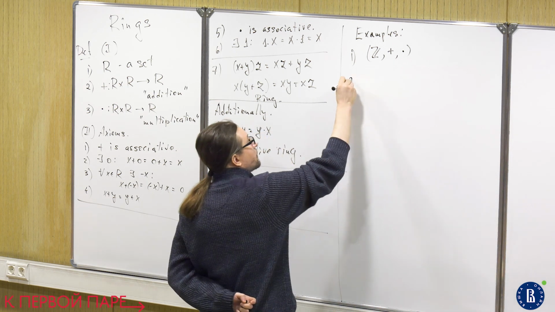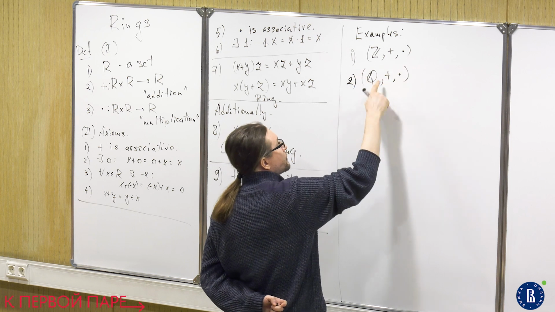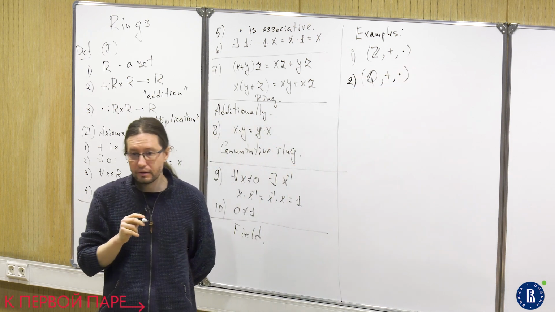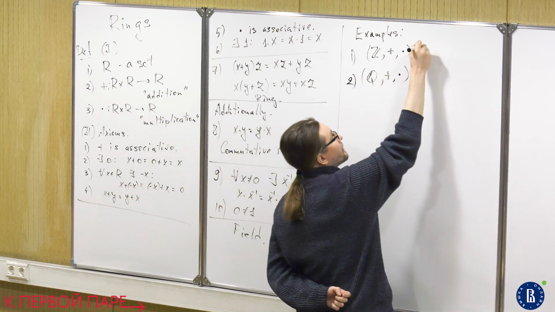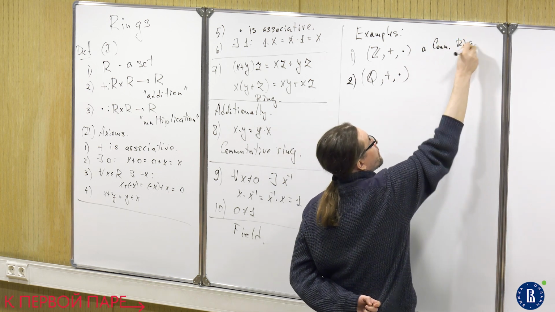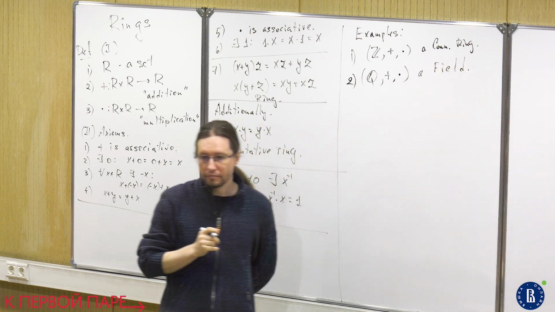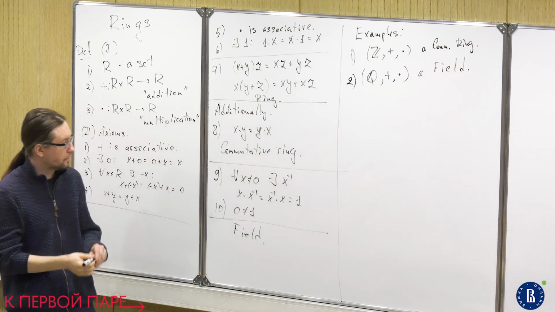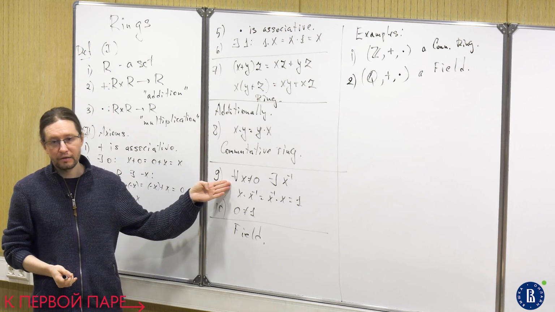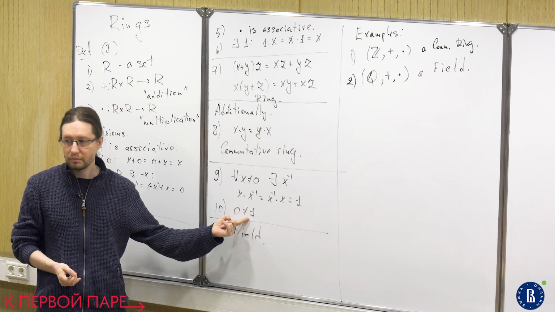But if we switch to the rational numbers with addition and multiplication, this will be a field. So this is a commutative ring, and this is a field, because we can divide by any non-zero element, and 0 is not equal to 1. Okay?